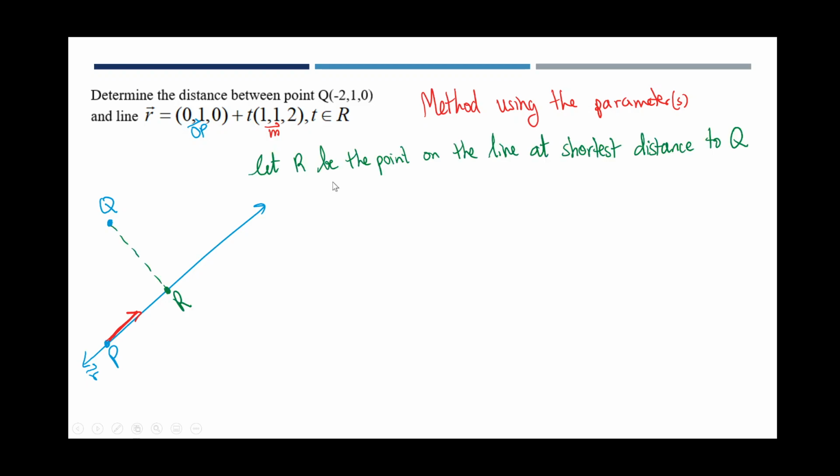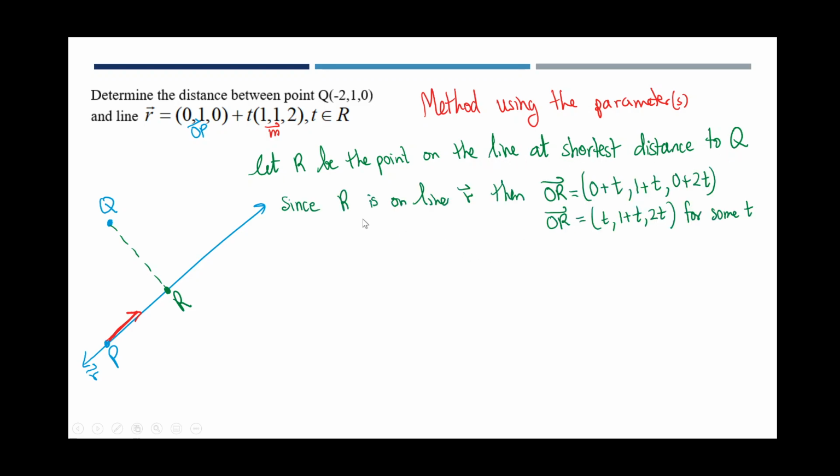What we're going to set up first of all is the point, even though we don't know what it is. We're going to say let R be the point on the line that is at shortest distance to point Q. Because this point is on the line, we can use the equation of the line to create an expression for this point for some unknown t. So the vector OR, a position vector whose tail is at the origin, is pointing at the point R.